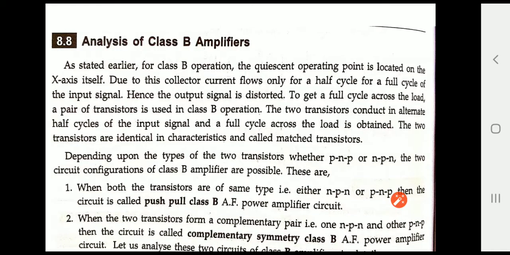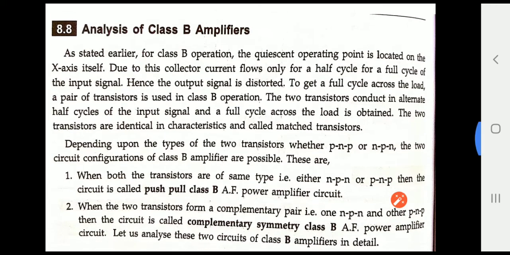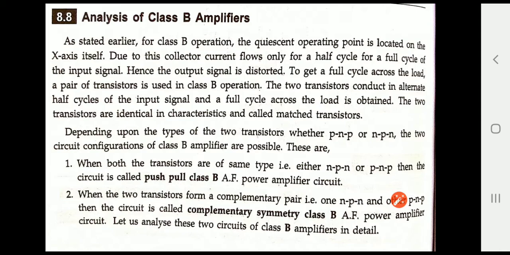This is class B amplifier, another type of power amplifier. It is defined as an amplifier which is said to be class B amplifier if the input signal and the Q points are selected in such a way that the output signal is obtained for 1/2 cycle of the input cycle and the Q point is placed along the x-axis.